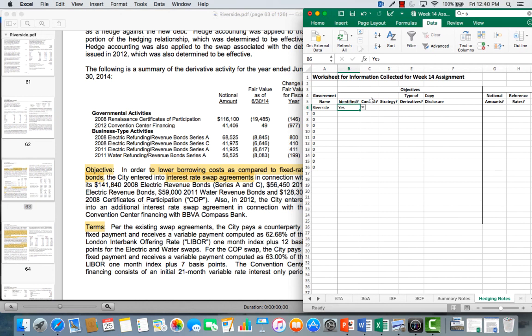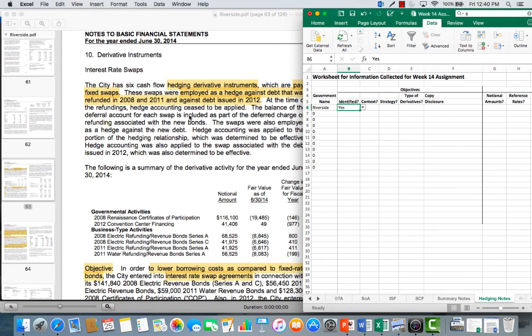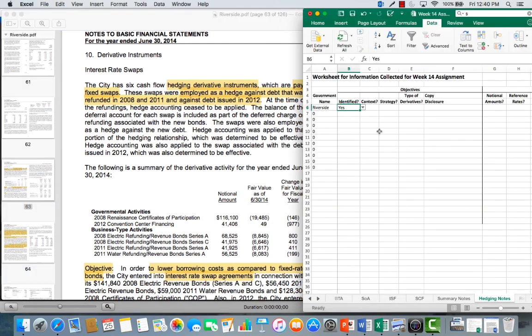They're supposed to say something about the context in which they entered into these derivatives. That's a little touchy-feely. It's a little hard to figure out. Some of what's in here sort of speaks to context, but I also think that this introductory paragraph really says a lot about the context in which they did this. It talks about the refunding of the earlier debt issuances that had interest rate swaps of their own, and so I would say in this case that they did in fact say something about context.